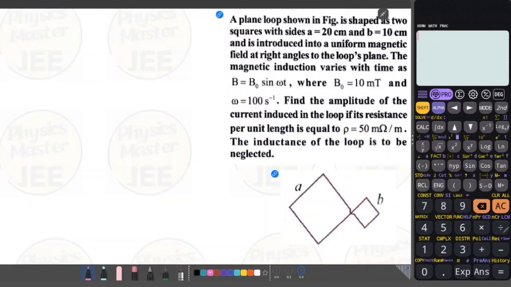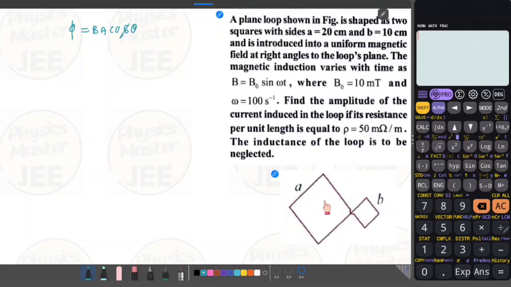So what do we have to calculate? Find the amplitude of the current we need to calculate. So again you have to find this EMF first. EMF is equal to delta phi by delta t, right? For that we need to first find the flux. What is the flux over here? That is what we are going to find. What is the flux formula? Again the flux formula is phi is equal to B into A into cos theta. That is a basic one.